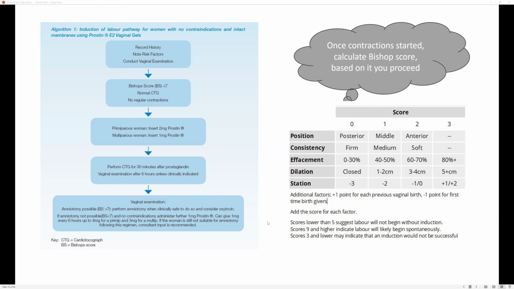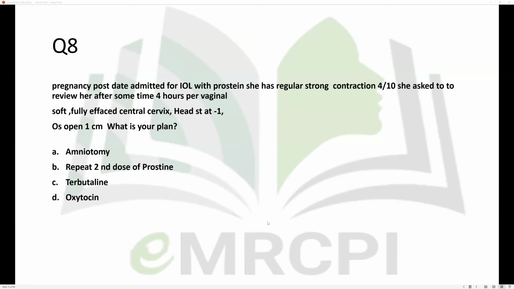So no need to repeat the prostate. I can just continue the induction with the amniotomy, and that's it. I can consider oxytocin afterwards, but so far amniotomy will be the next step. Clear so far?